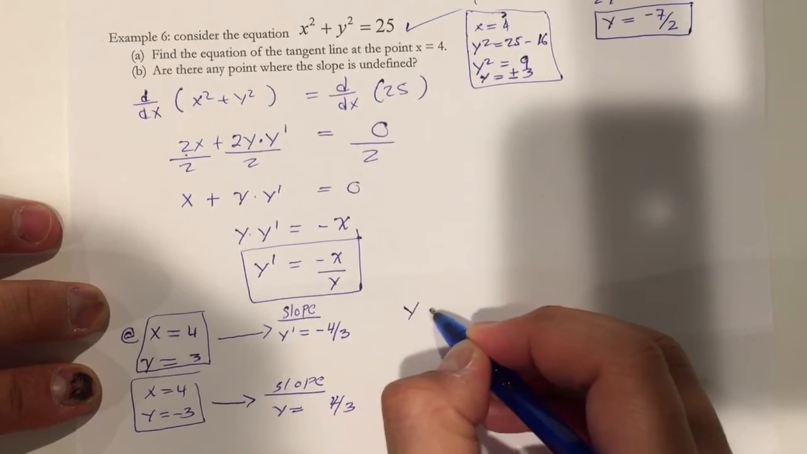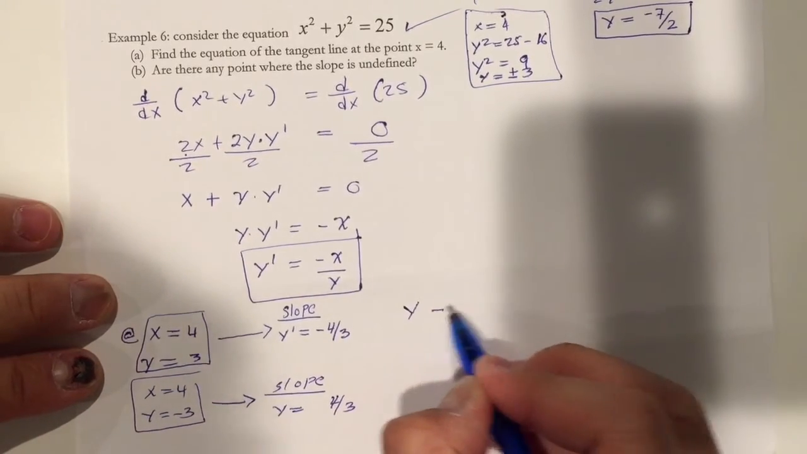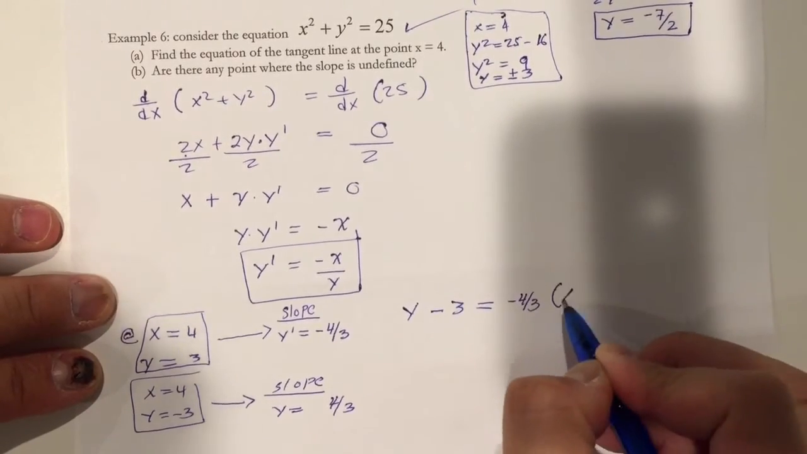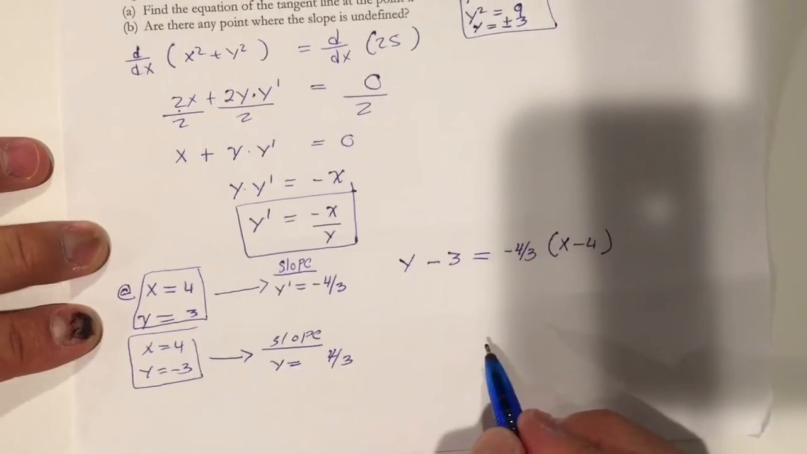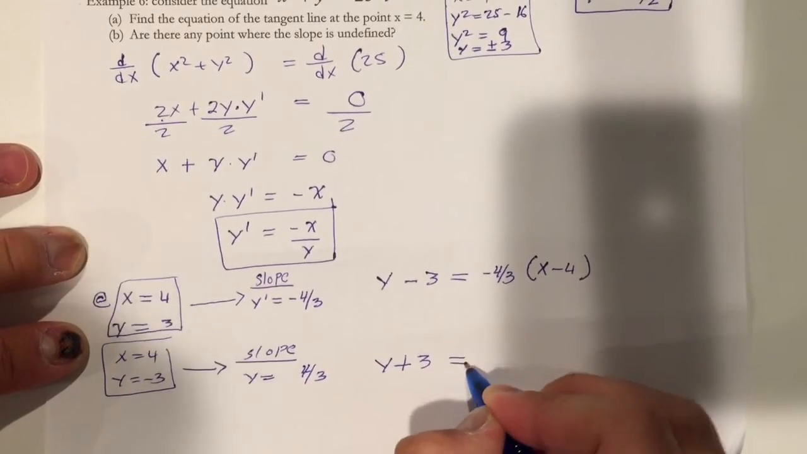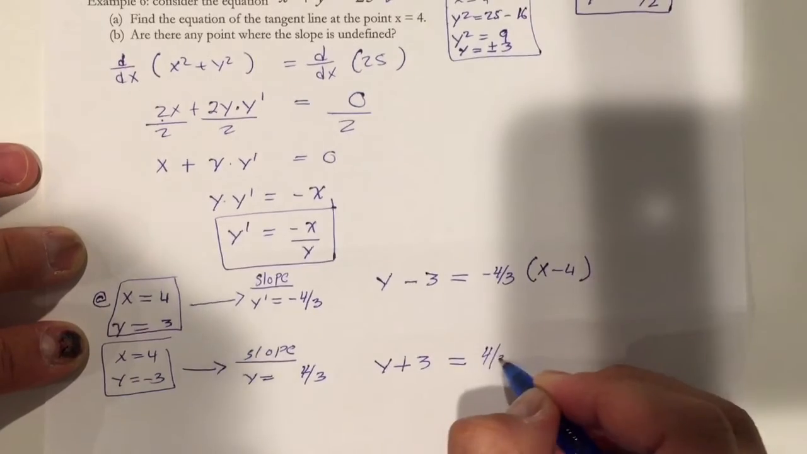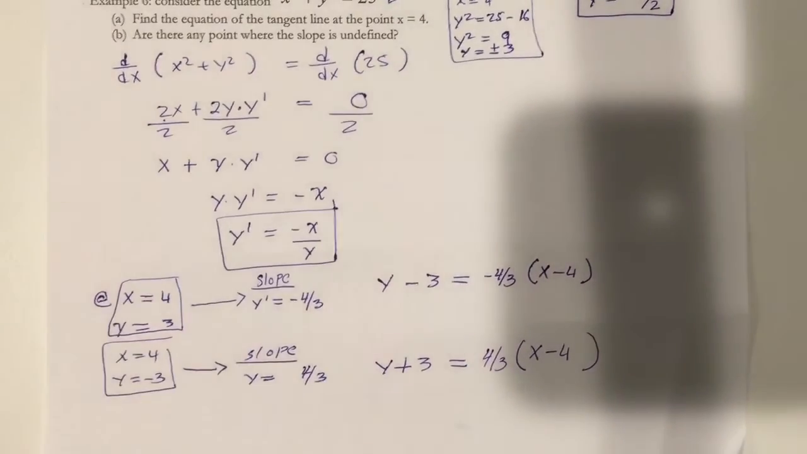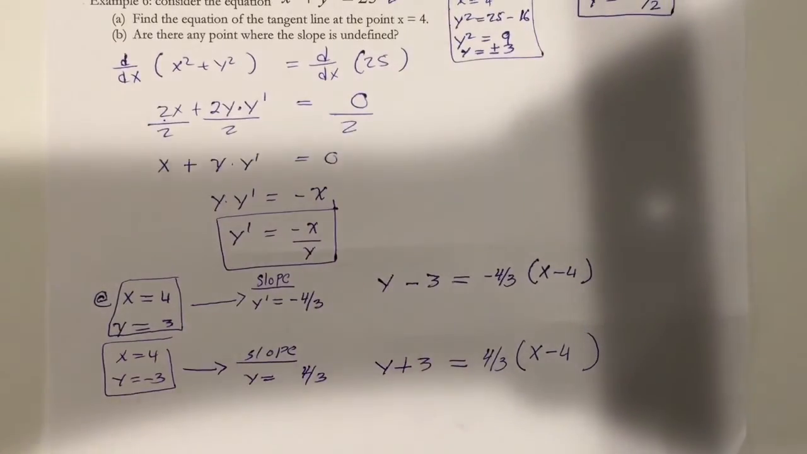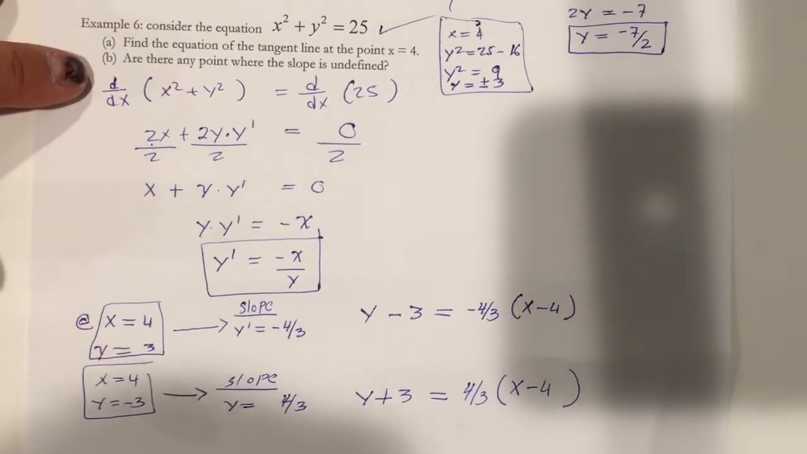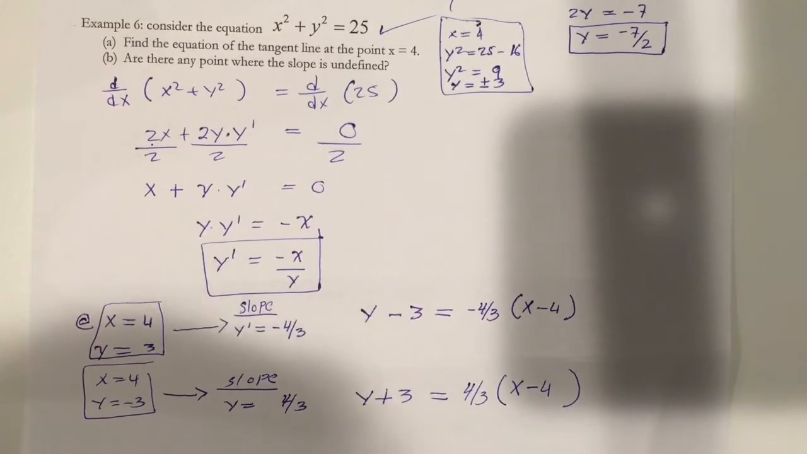Now we just have to put it together. So y minus y1 equals m times x minus x1. Same thing over here. Y minus y1 equals m times x minus x1. And we're done. Oh, we're not done. We're done with part A, but we need to do part B. Are there any points where the slope is undefined?